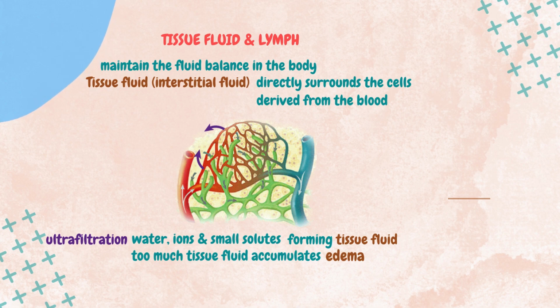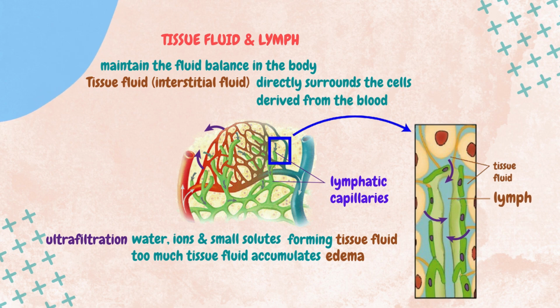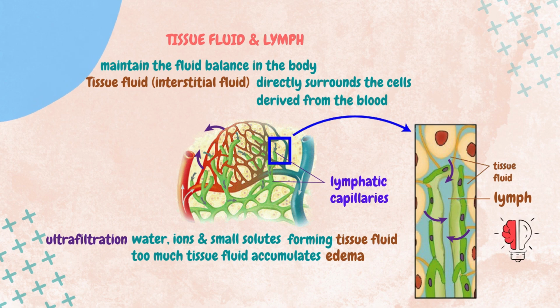To prevent this, the body has a secondary system known as the lymphatic system. The lymphatic system consists of lymphatic capillaries which are in close contact with the blood capillaries. This network of vessels absorbs the excess tissue fluid, which then becomes known as lymph. Did you know that your body produces around 3 liters of lymph per day? That's about 12 cups of fluid circulating through your lymphatic system to keep you healthy.